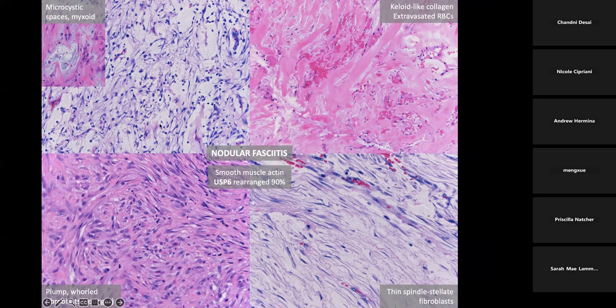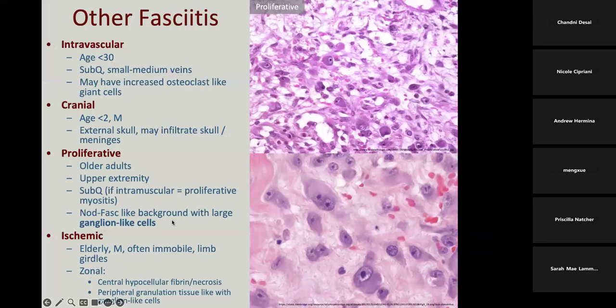So think about nodular fasciitis with this conglomeration of morphologies. And if you need to, do USP6. Other fasciitis are kind of defined by their location or clinical setting. So intravascular, cranial, proliferative with these ganglion-like cells, or ischemic in, of course, zones of usually pressure ulcers, pressure ischemia. So they all look kind of similar. It's just dependent on where they're located and how they arose.